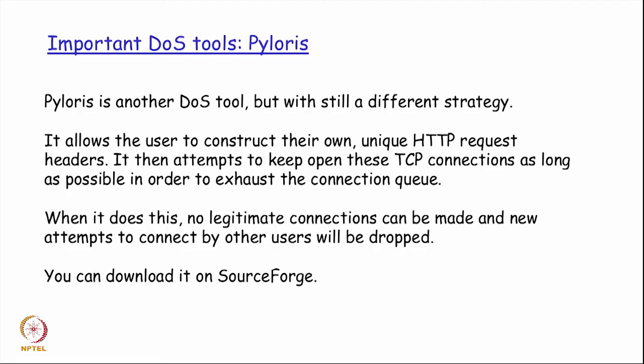Another tool that one could download and make use of as a DOS tool is called Pyloris. Pyloris is again a denial of service tool, where it asks the user to construct a customized or their own unique HTTP request header. Then it tries to open up TCP connections and inject these generated request headers inside them, because after a particular point in time, when the entire connection queue is exhausted with all these customized HTTP headers, it is no more going to have any resource available for accepting any legitimate connection.